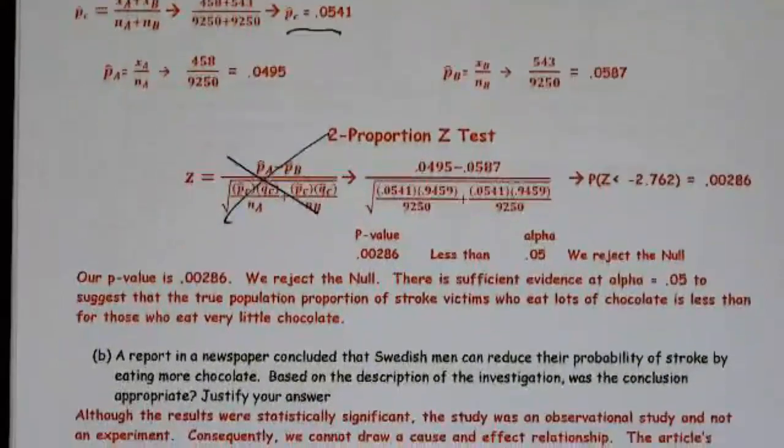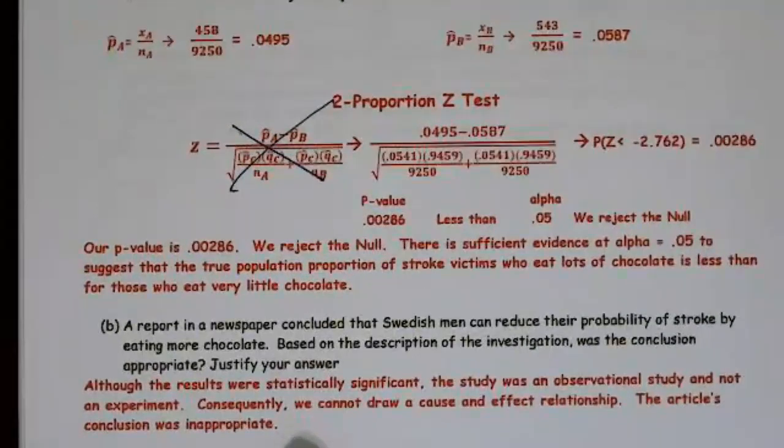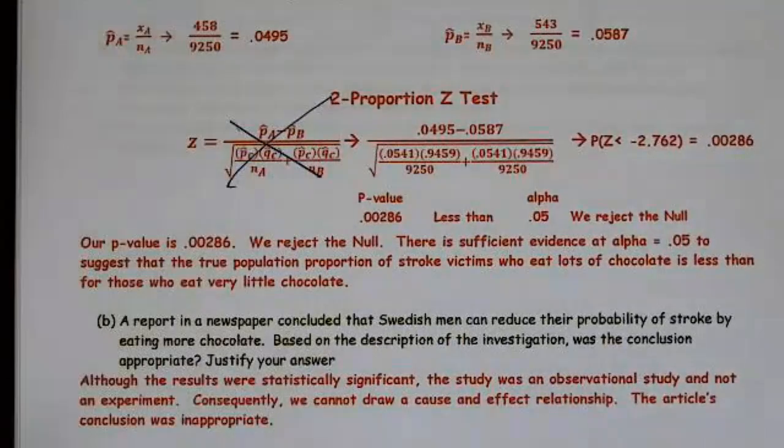A report in a newspaper concluded that Swedish men can reduce their probability of stroke by eating more chocolate. Based on the description of the investigation, was the conclusion appropriate? Justify your answer. Well, although the results were statistically significant, and they were, the study was an observational study and not an experiment. Consequently, we cannot draw a cause and effect relationship. This article's conclusion was not appropriate.